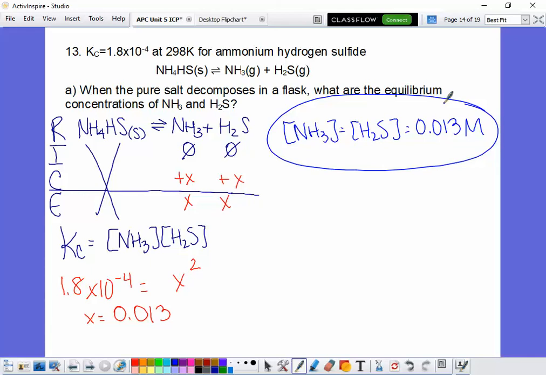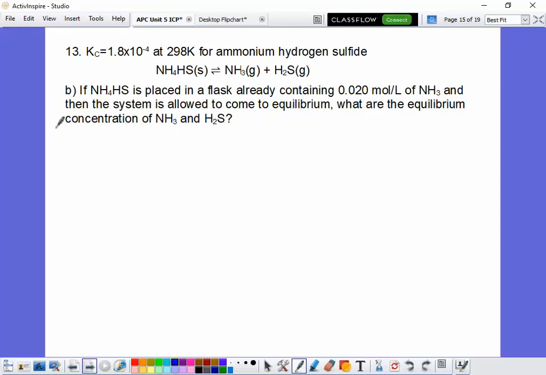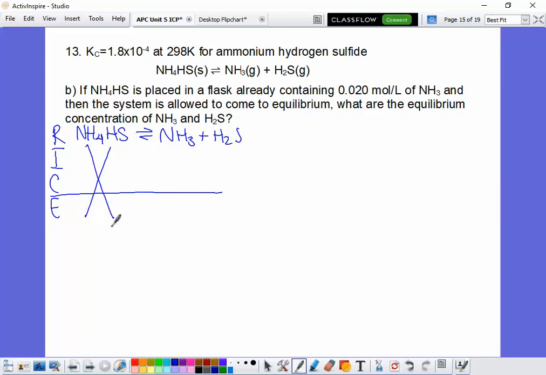Let's look at 13b. 13b, what do you notice about this problem? It's the exact same reaction as 13a. So we can write out my RICE table. It's occurring at the same temperature because my rate constant is the same. This reactant is still a solid, so we can cross it out. But what's different? There's some NH3 already in the flask. We have some 0.02 molar NH3 initially.